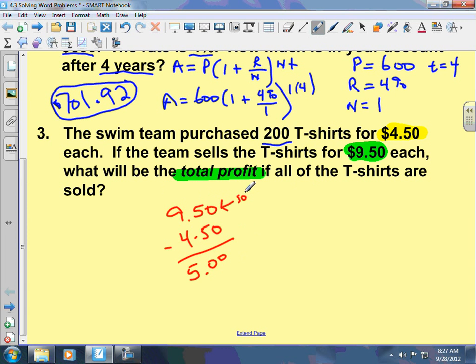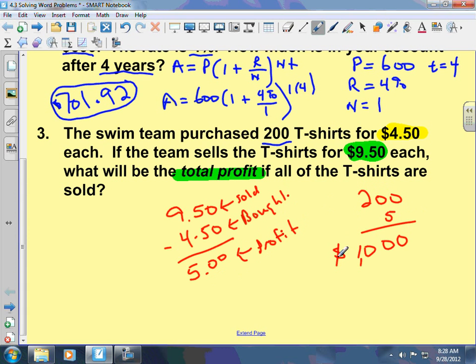This is what I sold for. This is what I bought for. This is my profit. Now, if I go and multiply $5 a shirt times 200, 200 times 5, what do I get? What do I get, class? $1,000, one person. Very good. $1,000. So they made $1,000. Okay? All right.